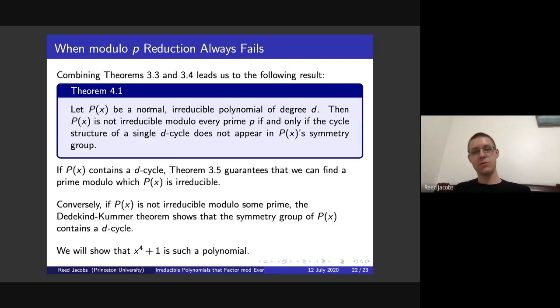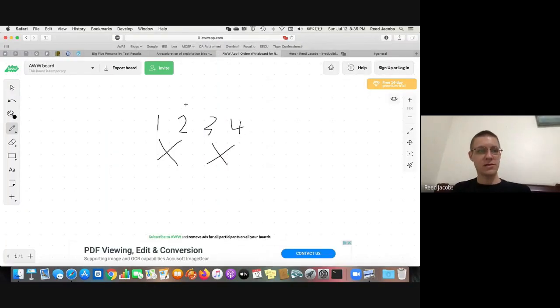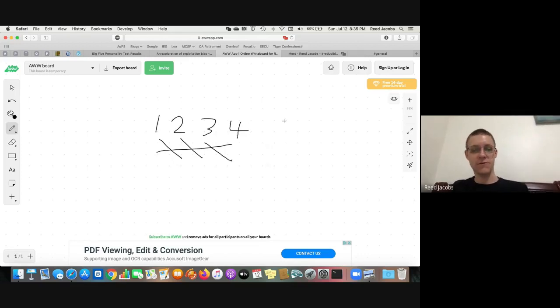So let p of x be normal and irreducible having degree d. p of x is not irreducible modulo every prime p if and only if the cycle structure of a single d cycle does not appear in p of x's symmetry group. So like with x to the fourth plus 1, what this is saying is that an element of the symmetry group that looks like this, that's a 4 cycle. So like 1 goes to 2, then to 3, then to 4, and then back to 1. So it cycles back in 4 things. That's why it's called a 4 cycle.